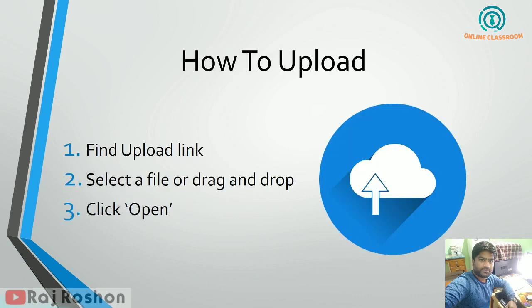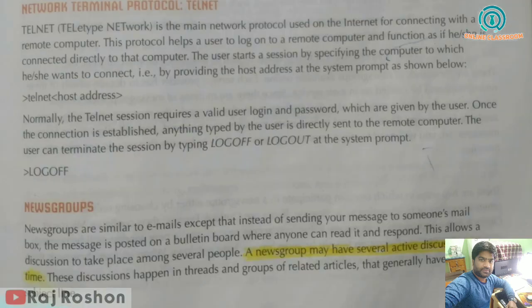So how can you upload your file? Find the upload link. First you have to find the upload link where you want to upload, and then you have to select the file and drag and drop, or you can just press the upload button if it is available. You can click open, and when your folder is open, you have to press the upload button. This is not given in your book, but these things you should know, that's why I am trying to explain it to you.